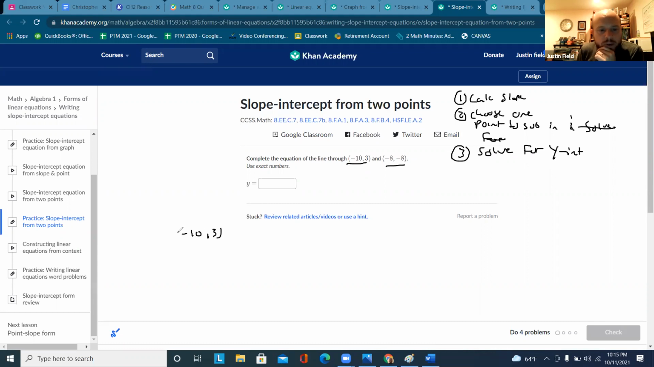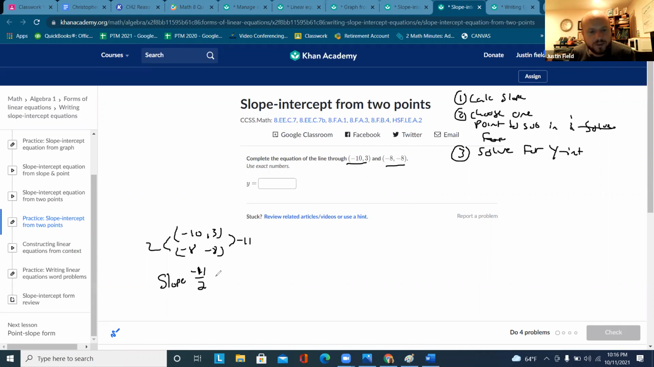-10, 3 is one point, and -8, -8 is another point. So I'm going to find the slope. That is 2, and 3 is -11. Is that right? The slope is -11/2. All right, no problem. It's a fraction. Not going to run away from fractions. This is the slope.